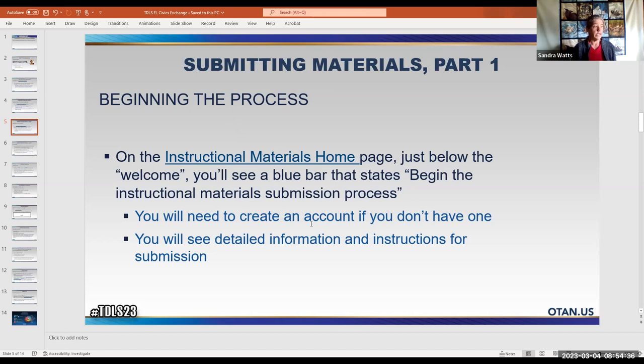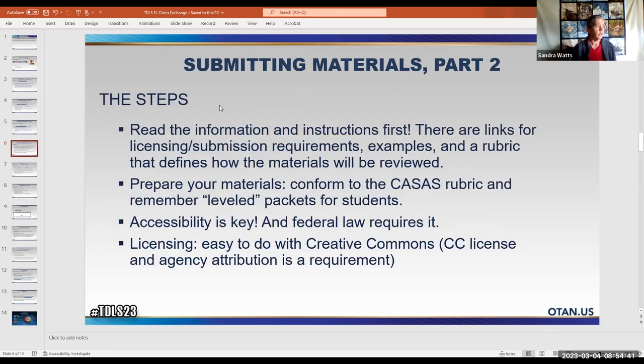Okay, so you create the account and then look up your information. So these are the steps. And again, read that rubric. Read the information and instructions first. There are links for the requirements. There's an example. And what Margaret just mentioned, there's a rubric stating exactly what they're looking for. And it's very detailed, which is nice, but don't let the details scare you either. Because when we write materials for CASAS co-ops, we're following the CASAS rubric.